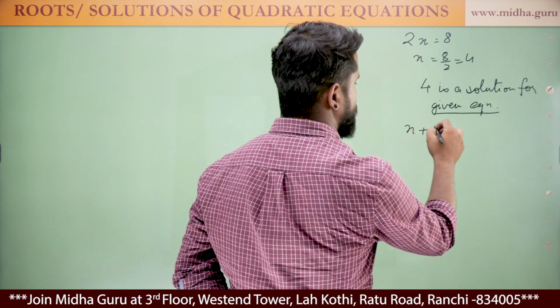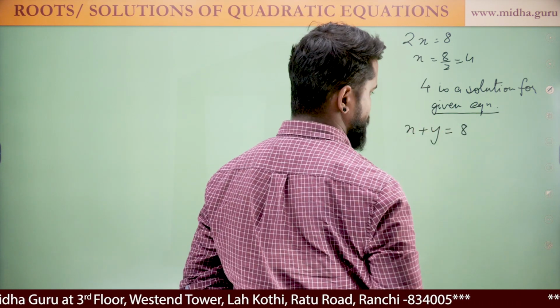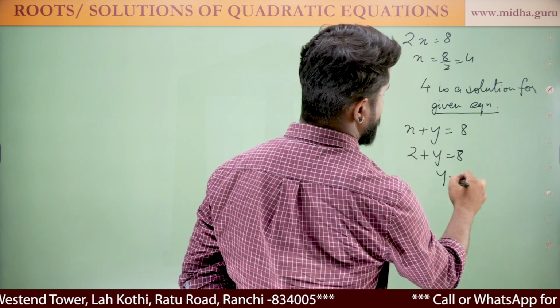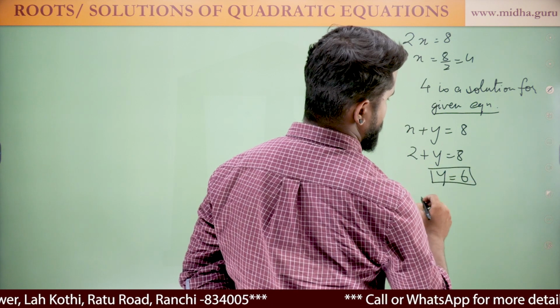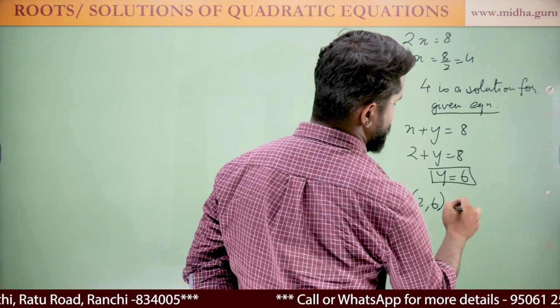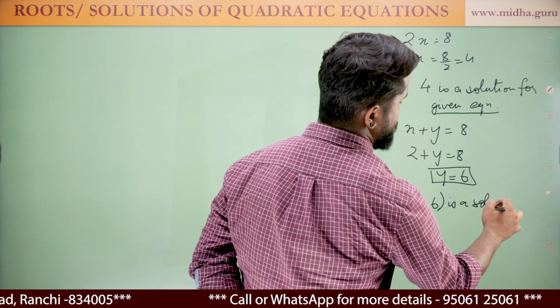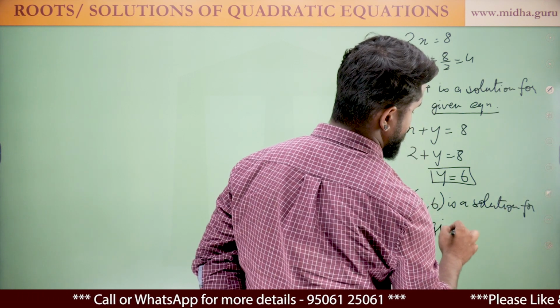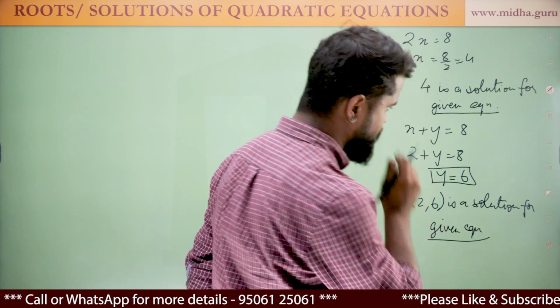We had x plus y is equal to 8. If I said x was 2, you would say that 2 plus y is equal to 8. So y is equal to 8 minus 2, which would be 6. So I would say that 2 comma 6 is a solution for the given equation.